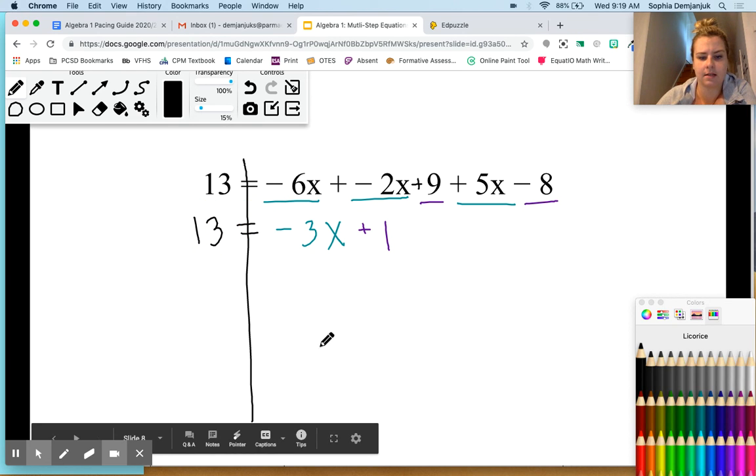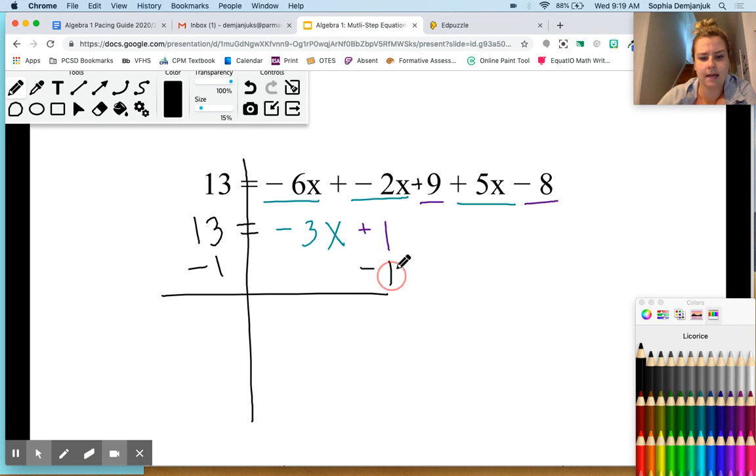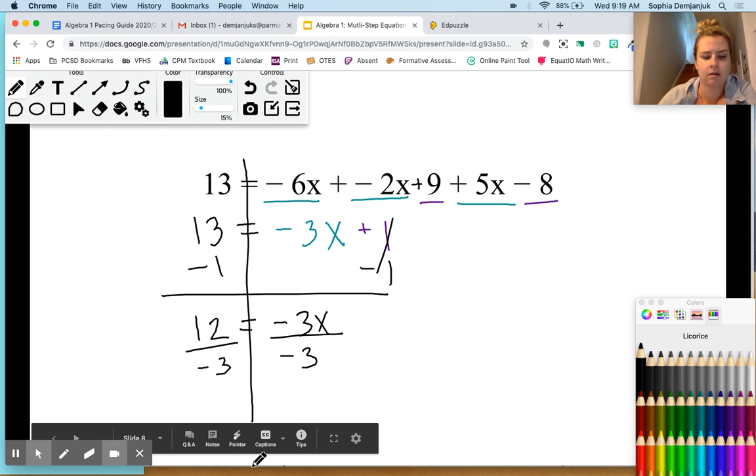Bring down my 13 equals. I need to start by subtracting 1 from both sides. 13 minus 1 gives me 12 equals -3x. Divide both sides by -3. 12 divided by -3 leaves me at -4 equals x.